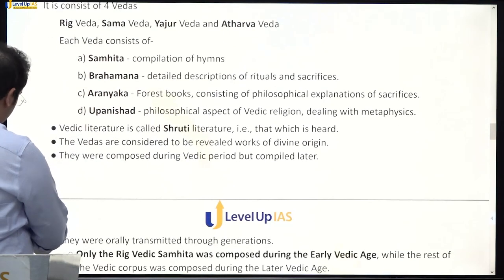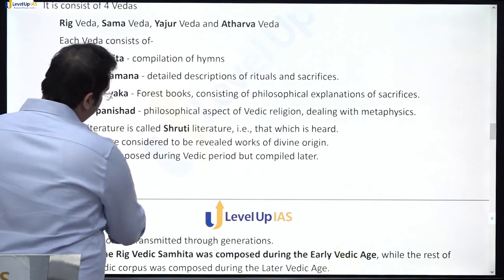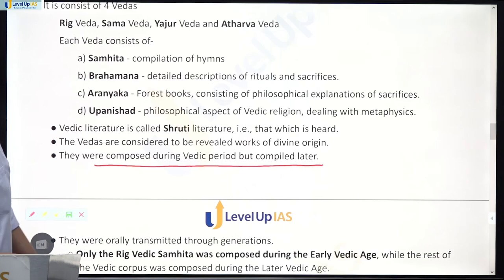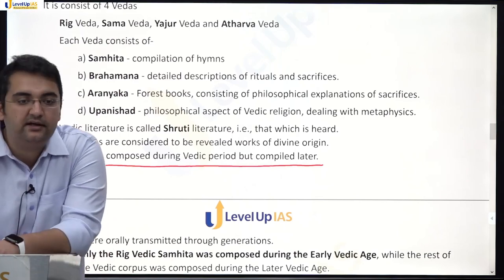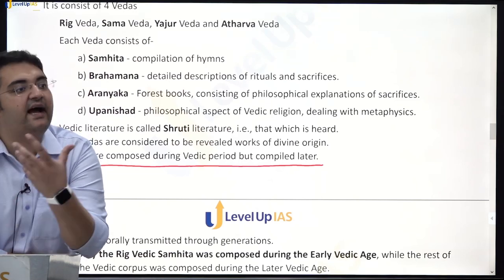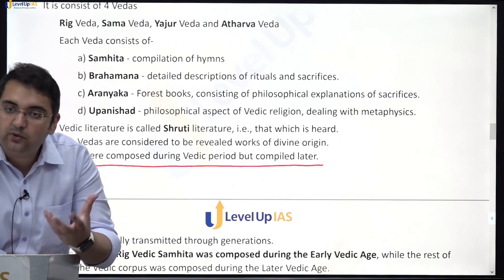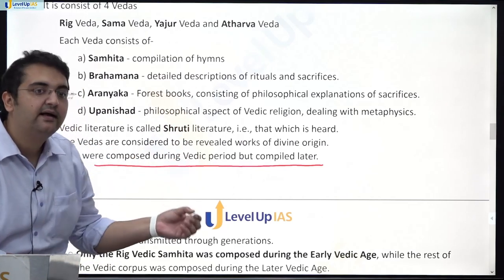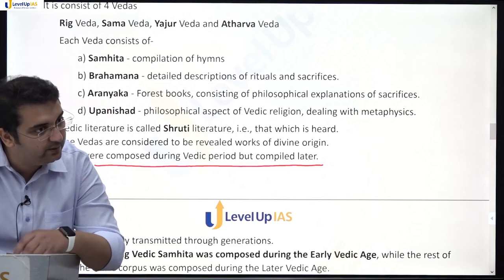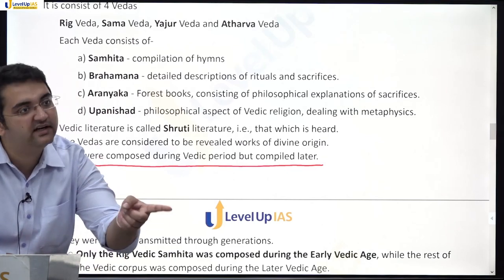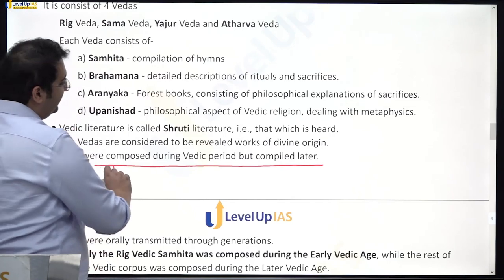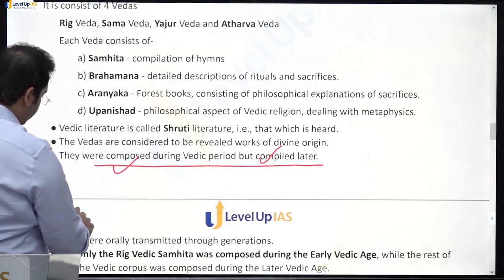Now, one thing that should be kept in mind is that they were composed during the Vedic period but compiled much later. What is the meaning of this? Composed during the Vedic period, compiled later? Composition means the conception of the work. That it was conceived during the Vedic period. Compilation means to write it down and collect all the writings in a collected work. That was done much after the end of the Vedic period.